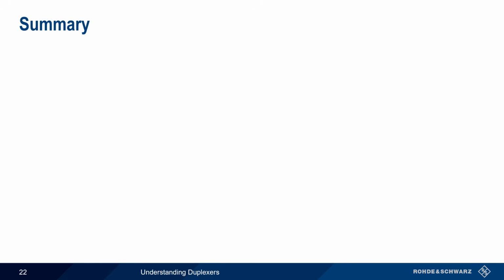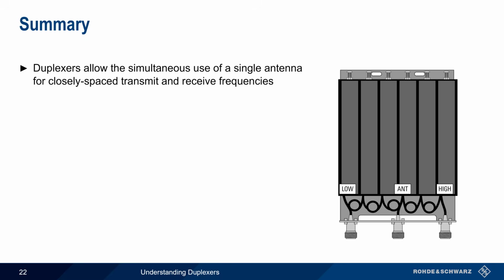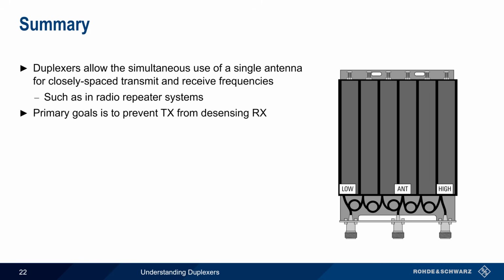Let's end with a brief summary. Duplexers are three-port RF devices that allow the simultaneous use of closely spaced transmit and receive frequencies on a single antenna. This is very common in radio repeater systems. The primary function of a duplexer is to prevent the transmit signal from getting into the receive path, since this could easily lead to desense or even damage of the receiver. Duplexers are, however, also helpful in avoiding issues with intermodulation and/or interference.